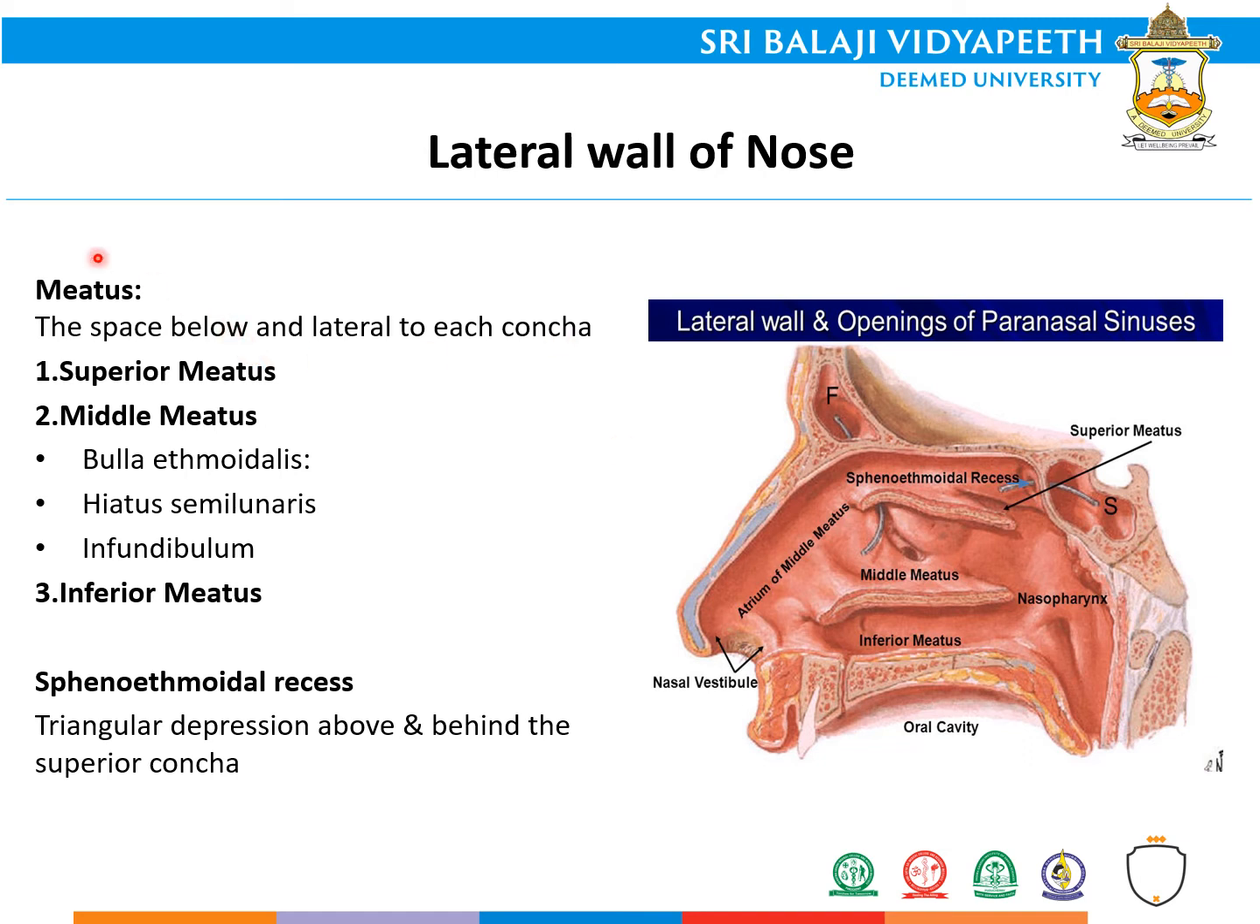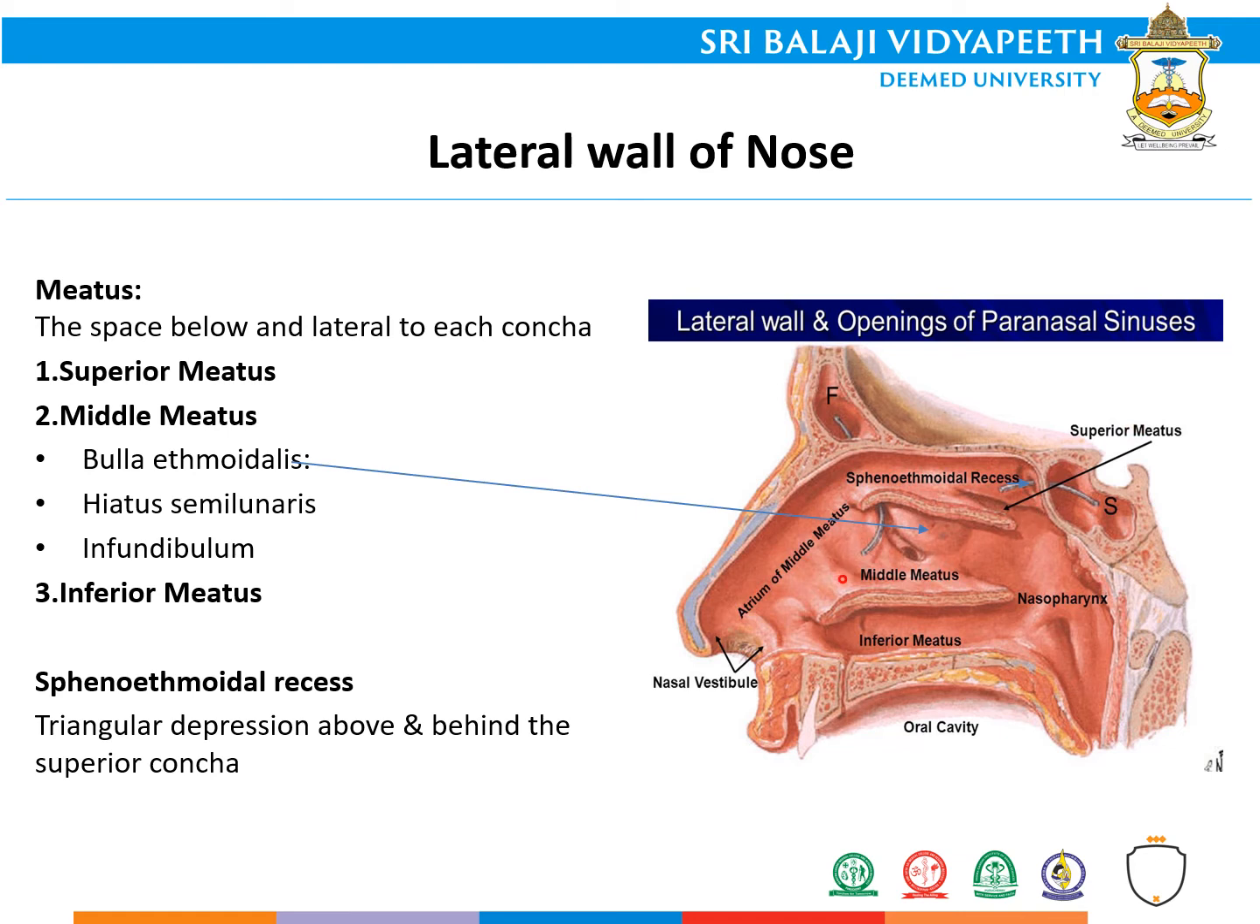So first of all, you need to know what a meatus is. So you know what a concha is. Concha are bony shelf-like projections, right? So the space below and lateral to each concha is what is called a meatus, right? For example, this is the inferior concha, so you have the inferior meatus below it. This is the middle concha, you have the middle meatus below it, right? And then you also have the superior concha and you have the superior meatus below it. So these are spaces which are found below and lateral to each concha.